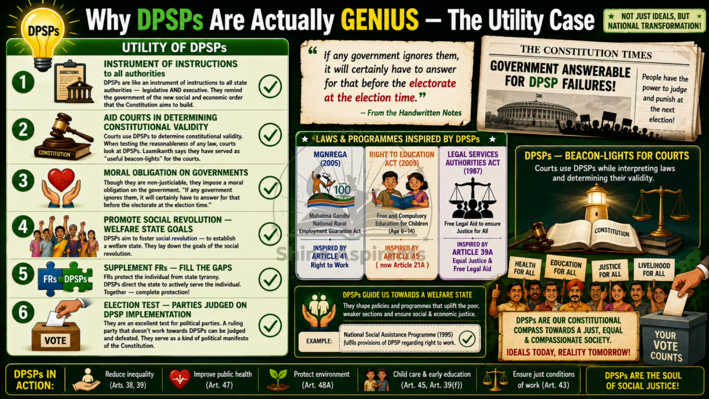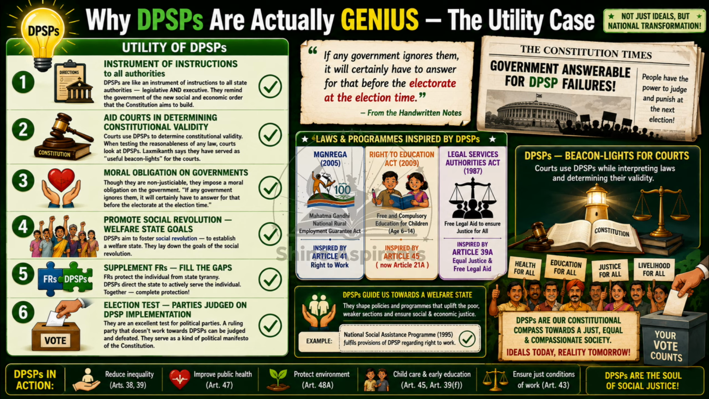Point 2. Courts use DPSPs to determine constitutional validity. When testing the reasonableness of any law, courts look at DPSPs. Laxmikanth says they have served as useful beacon lights for the courts. Point 3. Though they are non-justiciable, they impose a moral obligation on the government. Any government that ignores DPSPs will have to answer to the electorate at the next election. My handwritten notes say, if any government ignores them, it will certainly have to answer for that before the electorate at the election time. So DPSPs have political force even if not legal force.